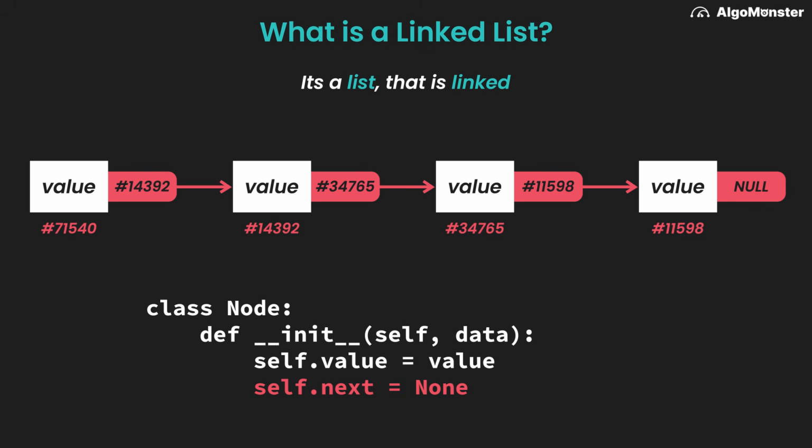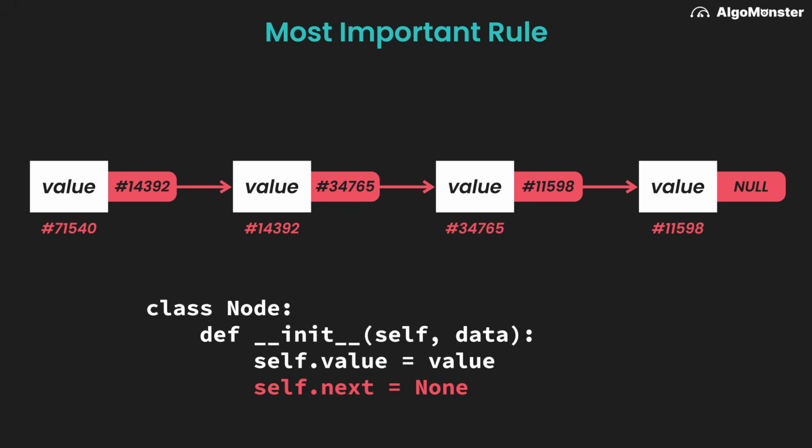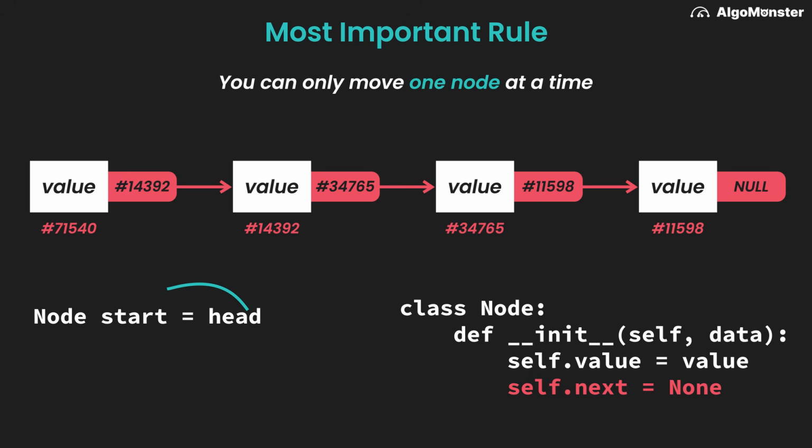That's literally it. Now here's the most important thing about linked lists, the one rule that changes everything. You can only move one node at a time. You're given a pointer to the head, the first node, and from any node, the only move you have is go to next. You can't jump to the middle. You can't go backward. You walk the chain, one step at a time. This is what makes linked list problems feel different from arrays. Keep this in mind. We'll use it in every single problem coming up.